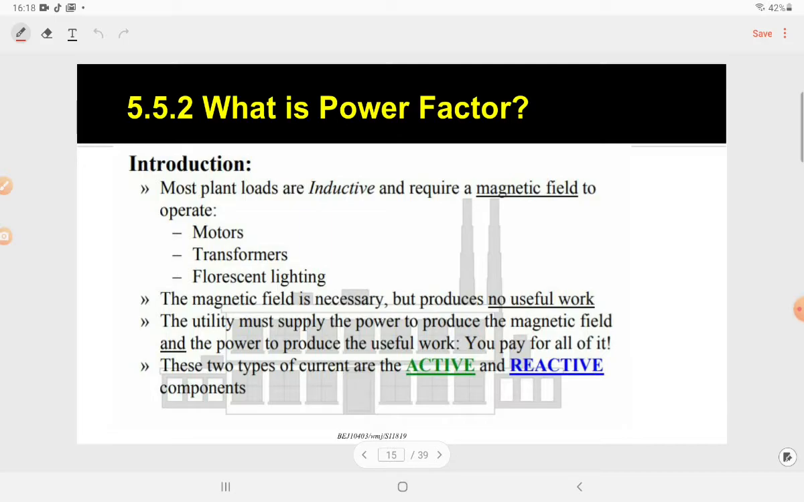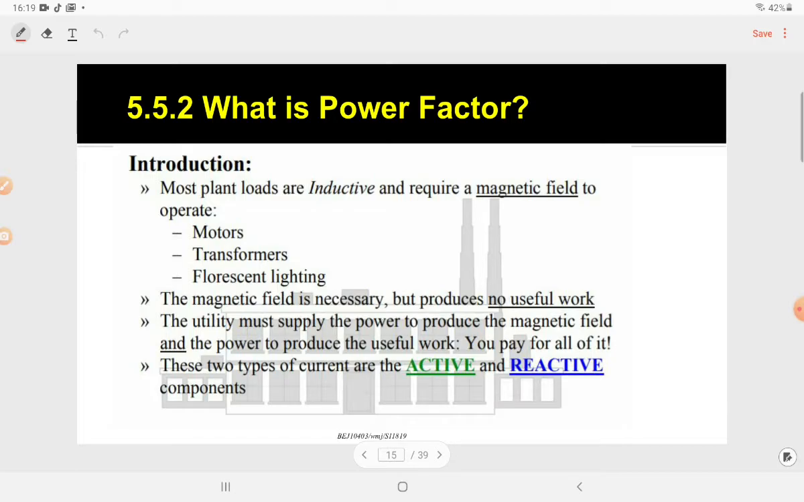Okay, so actually what they want to say here, before we go to the power factor, is that most plant loads are inductive, right? Because usually in order to do work with a bigger machine, you need a motor, you need a transformer, right? Especially in the plant, you need a transformer. We know that a transformer is like a coil, so it behaves more inductively.